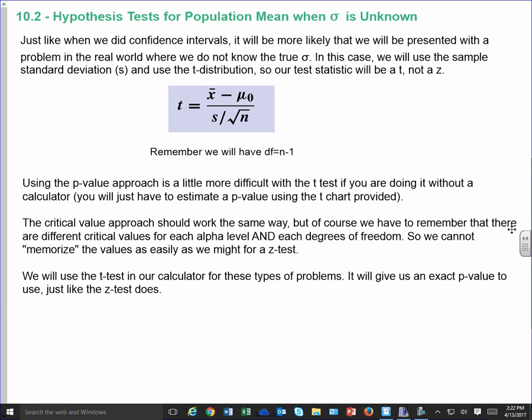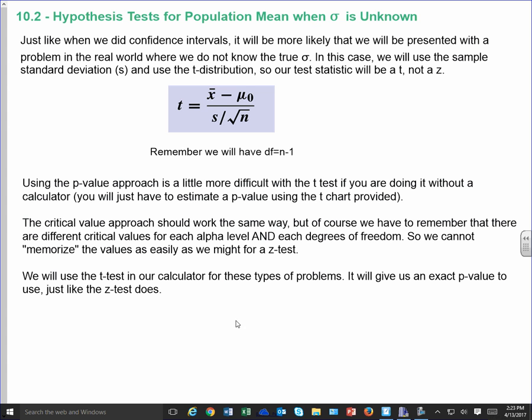So we've already looked at hypothesis tests for population proportions, but now we're going to look at how to do those tests for population means. When we did confidence intervals for means, remember we had to use t statistics instead of the z. The same thing is going to happen for our hypothesis test. We're going to have to use the t instead of the z.